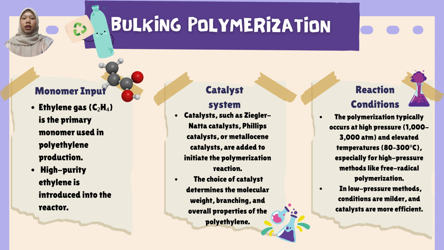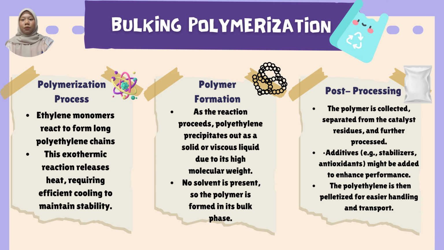Third, reaction conditions. The polymerization typically occurs at high pressure, 1000 to 3000 atmospheres, and elevated temperature, from 80 to 300 degrees Celsius, especially for high pressure methods like free radical polymerization. In low pressure methods, conditions are milder and catalysts are more efficient. Next is the polymerization process. Ethylene monomers react to form long polyethylene chains. This exothermic reaction releases heat, requiring efficient cooling to maintain stability.